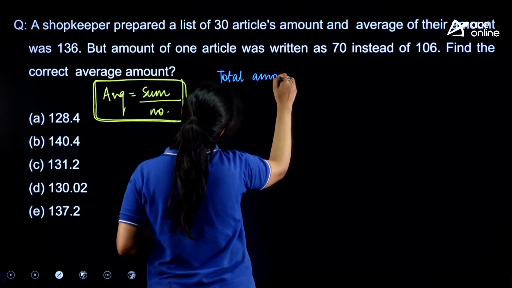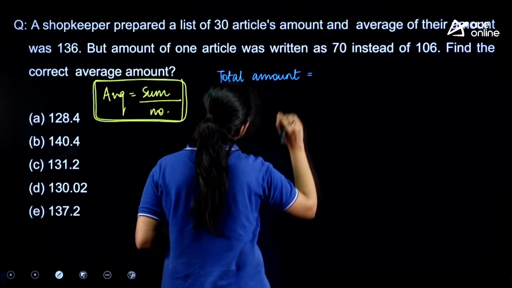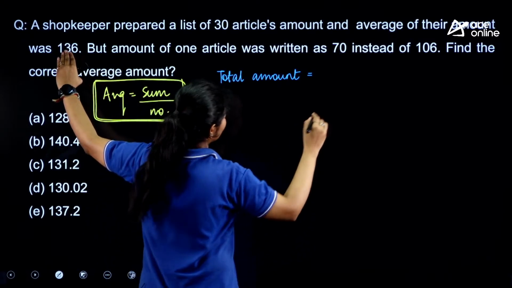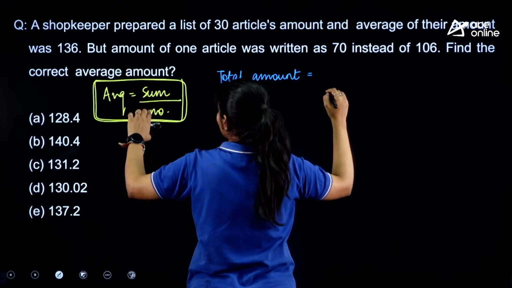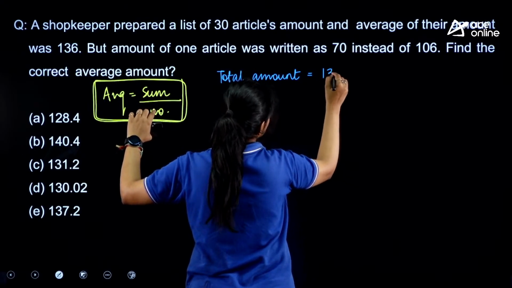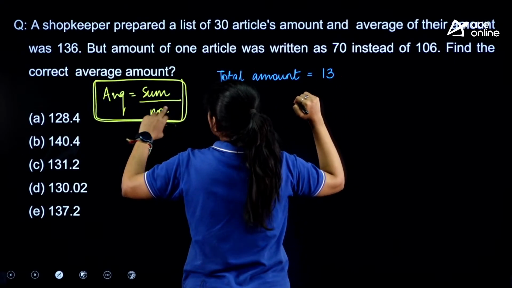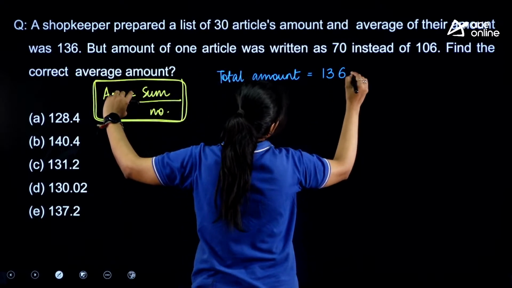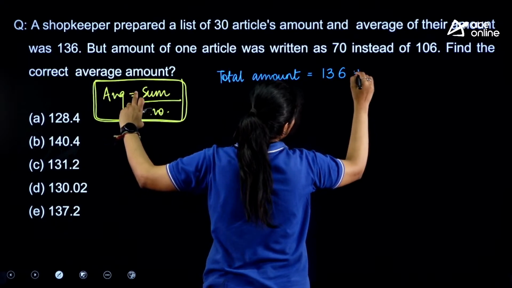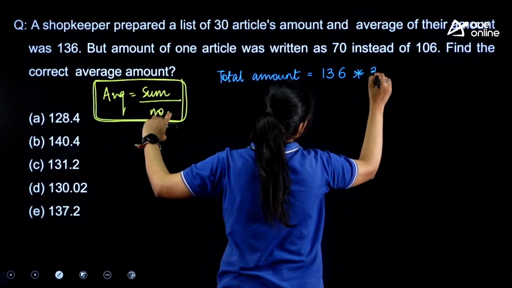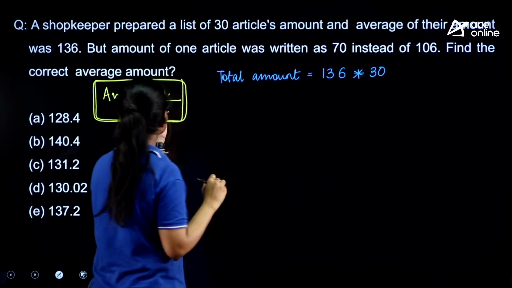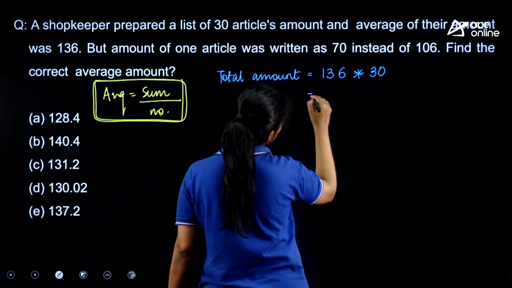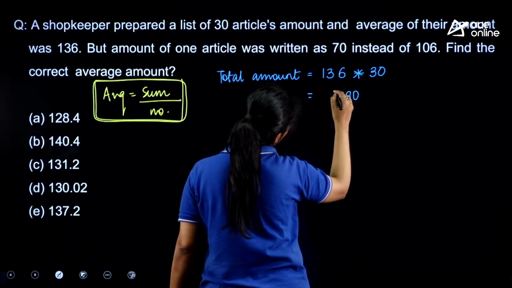So the question is saying that the average of all the 30 articles we are having is 136. The number of articles is equal to 30 and the average is 136. So average multiplied by the number, that is nothing but 30, this will give me the sum, that means the total amount, right? If we multiply this, we are getting 4080 rupees.